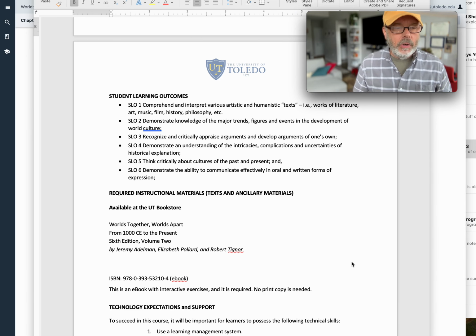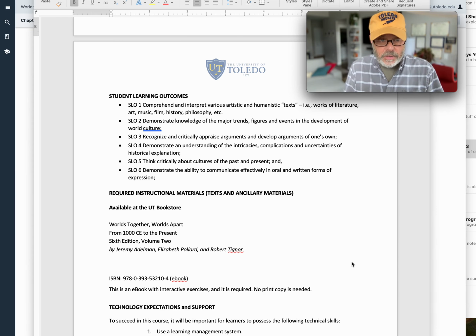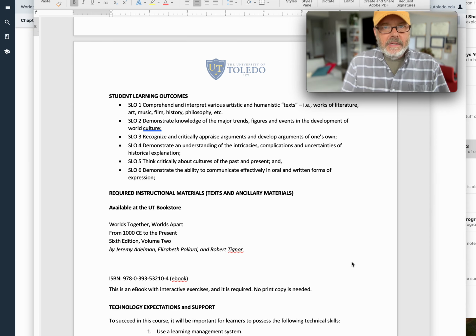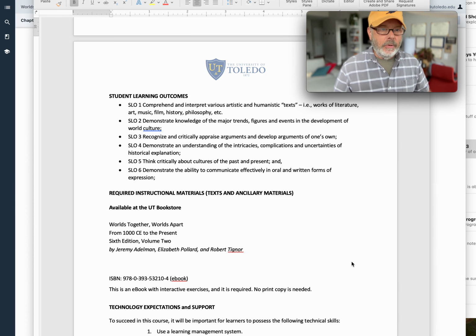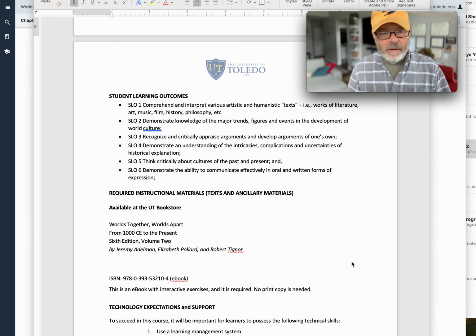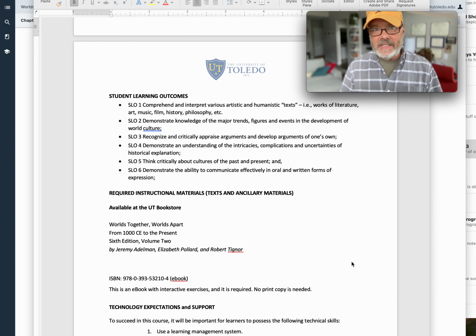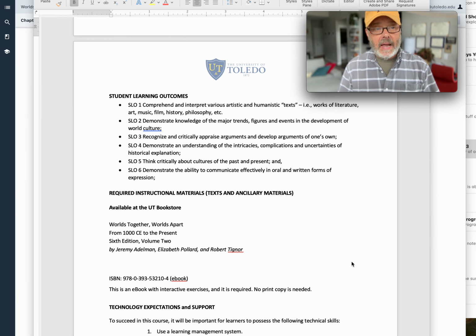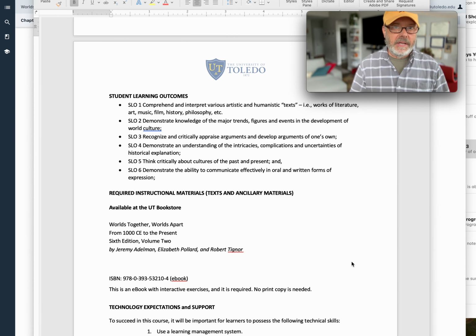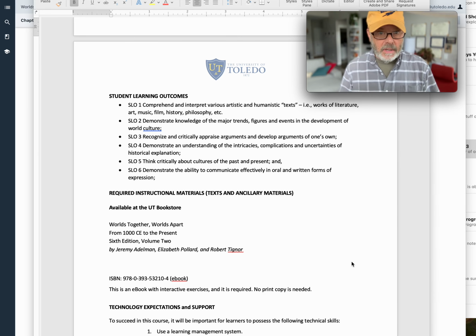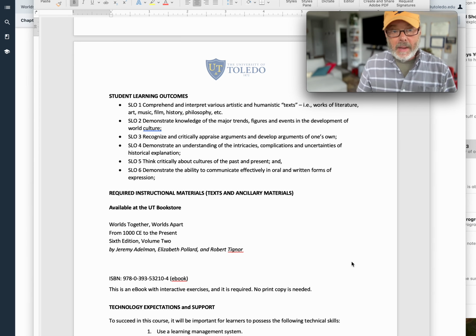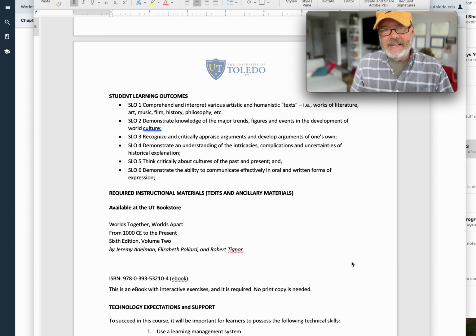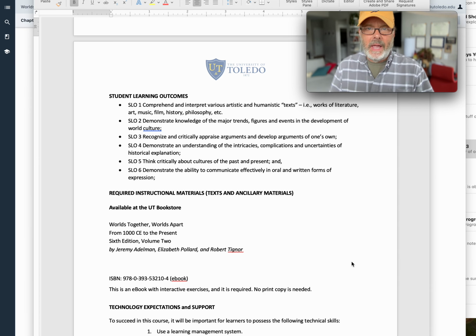When we look at the student learning outcomes on your syllabus, student learning outcome number one is that if you take this class, you'll learn how to comprehend and interpret various artistic and humanistic texts, that means documents, works of literature, art, film, history, etc. So we're going to do that in this textbook exercise that's coming up in this module. And then also SLO 4, student learning outcome number 4: demonstrate an understanding of the intricacies and complications and uncertainties of historical explanation.